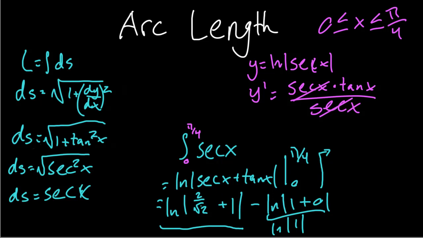Now, we can get that radical out of the denominator if we want to. If you want to, you can. I'll leave that up to you. I don't really want to. So we'll just say that our answer for the length of our arc from 0 to pi over 4 is the natural log of 2 over the square root of 2 plus 1.